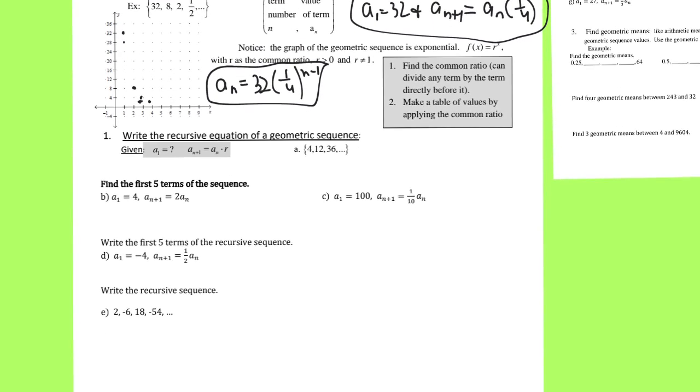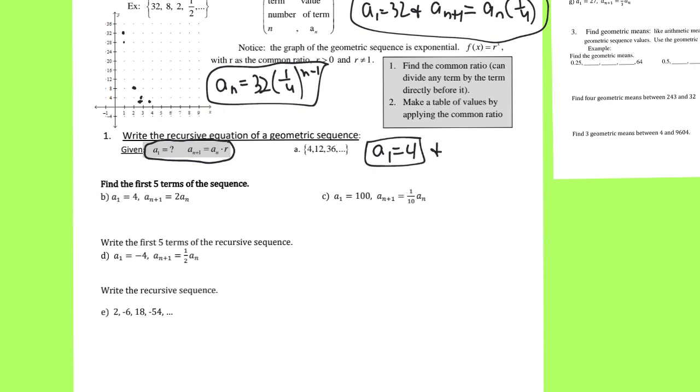Okay, so let's see if we can knock into some of these questions right here. This one says, write the recursive equation of this geometric sequence. Here we go, and the recursive equation is right here. You start with the first term, and then you say to get to the next term, you take the previous term and you times it by r. So let's write the recursive equation for this. So a sub 1 equals the value of 4.